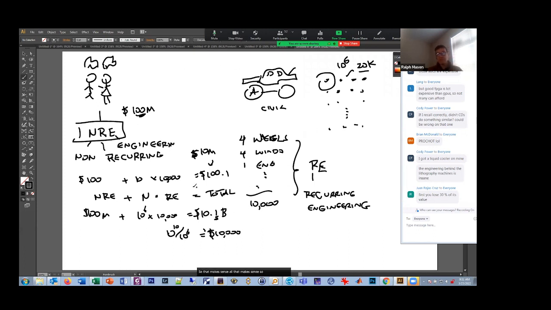So it turns out we have the same economics when we're making a chip. Okay. If you make a chip, there's the NRE cost, and then there's the number of parts. So if the NRE is large, we want to make a lot of them. Okay. We want to sell a lot of them. If the NRE is small, we don't need to make as many of them. Okay. Hopefully that makes sense.